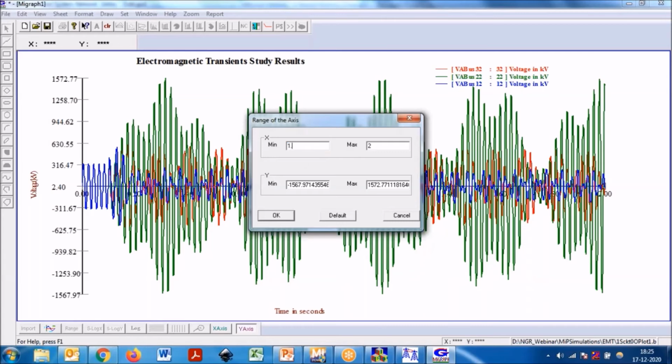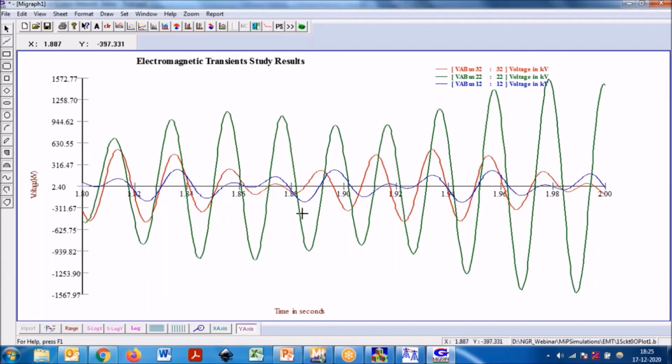Now let us say I zoom in a little bit. Okay, so you can look at the blue one here: it is 1.855, and this is around 1.876. So approximately this is around 20 milliseconds. You can look at the green one: there is a resonance at power frequency itself.